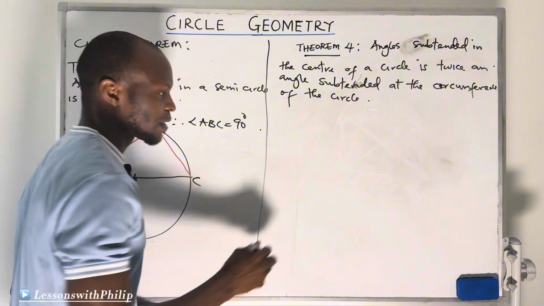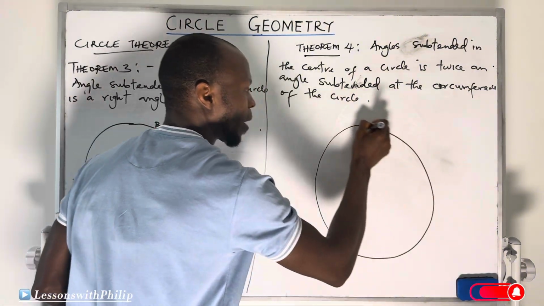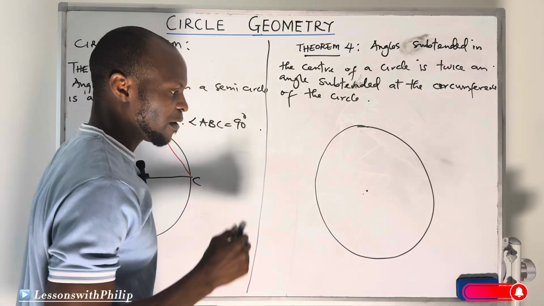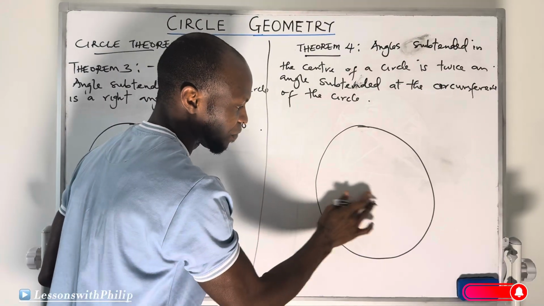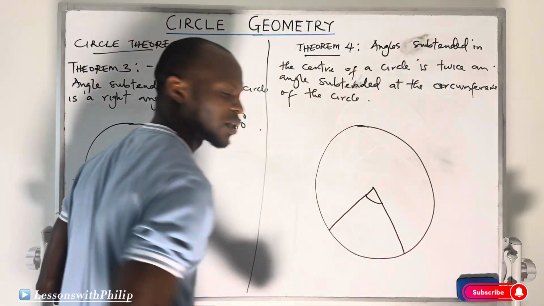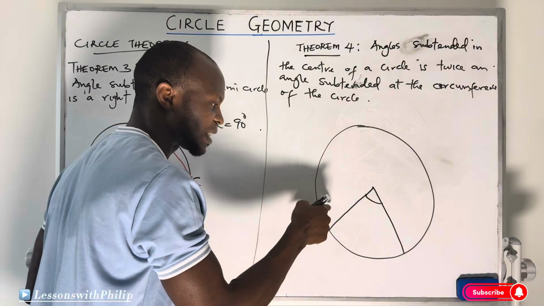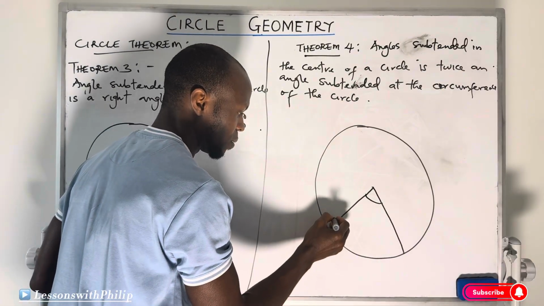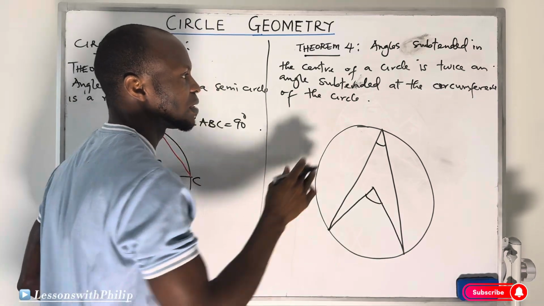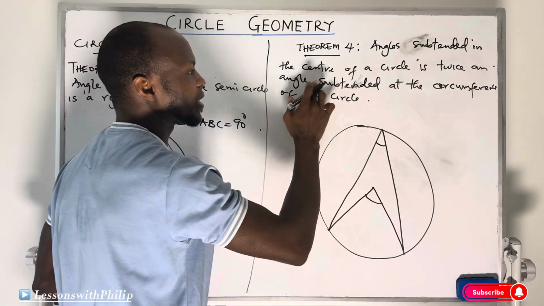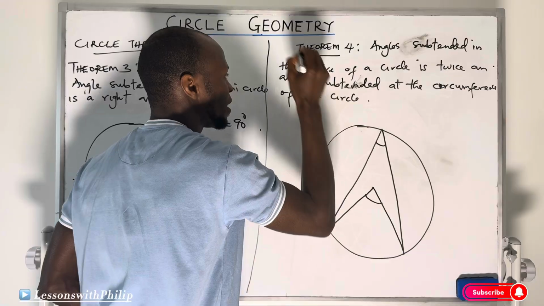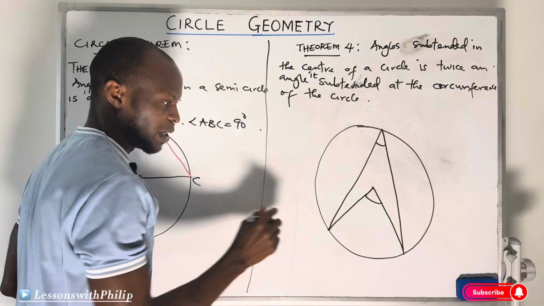Now, the law says that when we have a circle, okay, please don't mind my circle, it's not that perfect. Now, when we have a center of a circle, if an angle is subtended in this center of a circle, let's say this is the center of the circle, and I get an angle. This is an angle subtended at the center of the circle. If another angle is subtended at the circumference, okay, this is another angle. Is twice the angle it's subtended in the circumference.